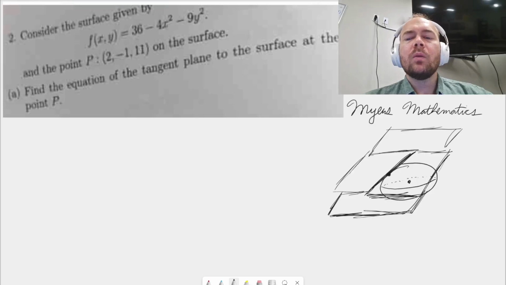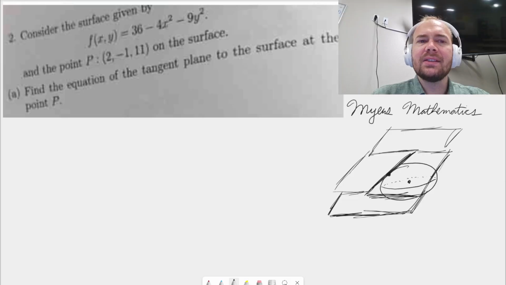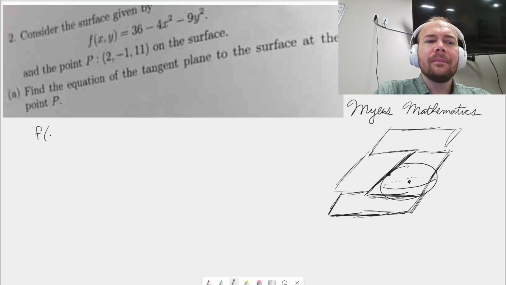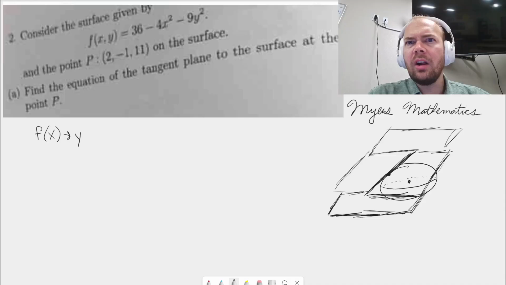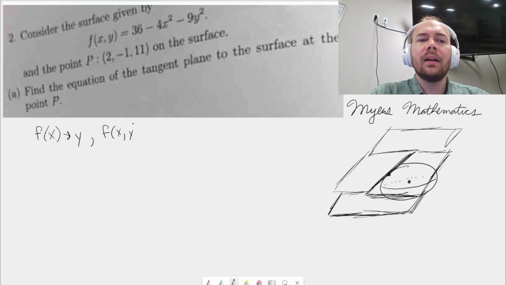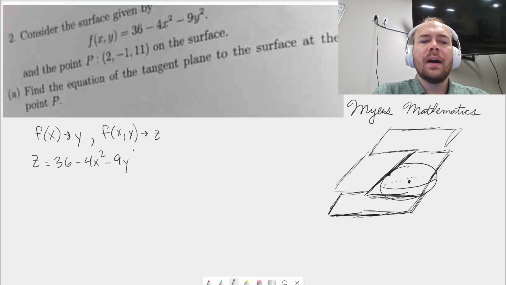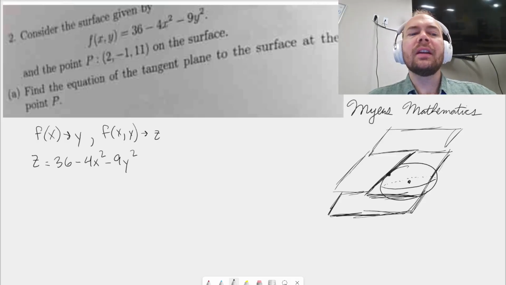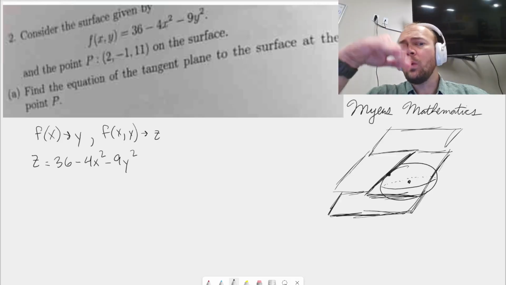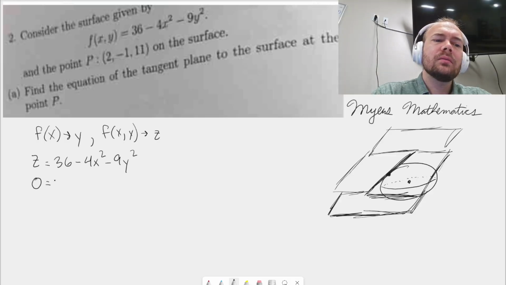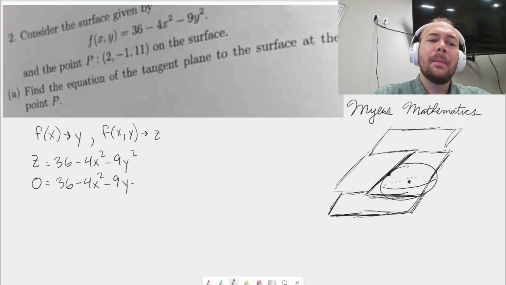But we need to know what the partial derivative is for x, y, and z. So we need to treat f of x comma y like it's a z and not like it's something else. So f of x comma y, just like f of x, we call it y. Well, f of x comma y, we can just call that z. So z is equal to 36 minus 4x squared minus 9y squared. So now we could take the derivative, but we're still wanting to take partial derivatives. If we're taking partial derivatives, it might be easier to think of this as x, y, and z all on one side. So we set it equal to 0. So then this would be 36 minus 4x squared minus 9y squared minus z.